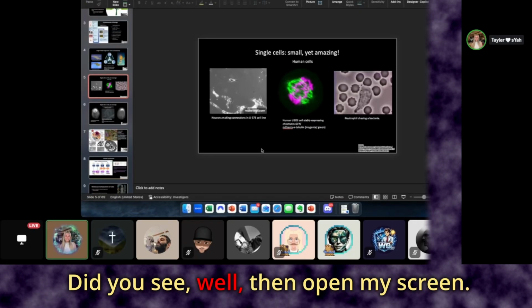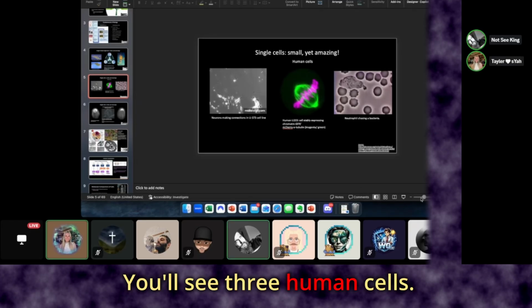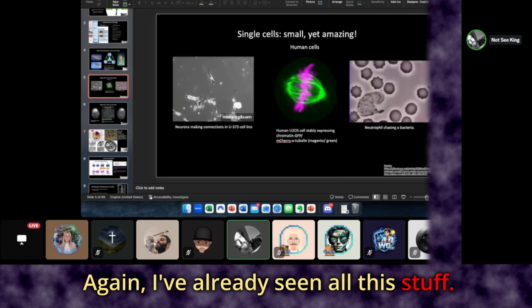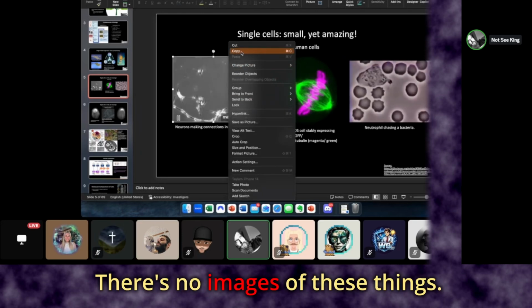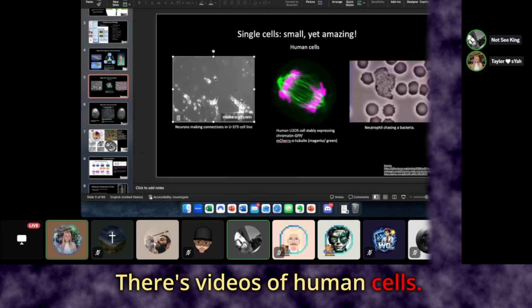Did you see them? Well, then open my screen. You'll see I have three human cells. Again, I've already seen all this stuff. Videos of them. Whatever you're trying to present, there are no human cells. There's no images of these things because they don't exist. Yeah, there's videos of human cells right there.